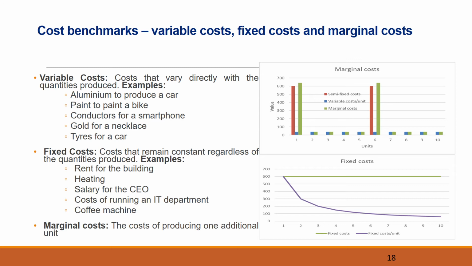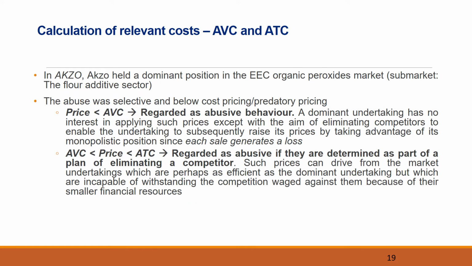Now, knowing how the different cost benchmarks differ, we will look into some specific cases and how the relevant costs have been calculated for these benchmarks. In the AKZO case, AKZO held a dominant position in the EEC organic peroxides market. The abuse was selective and below-cost pricing. Pricing below AVC was regarded as abusive behavior since a dominant undertaking has no interest in applying such prices except with the aim of eliminating competitors to enable the undertaking to subsequently raise its prices.